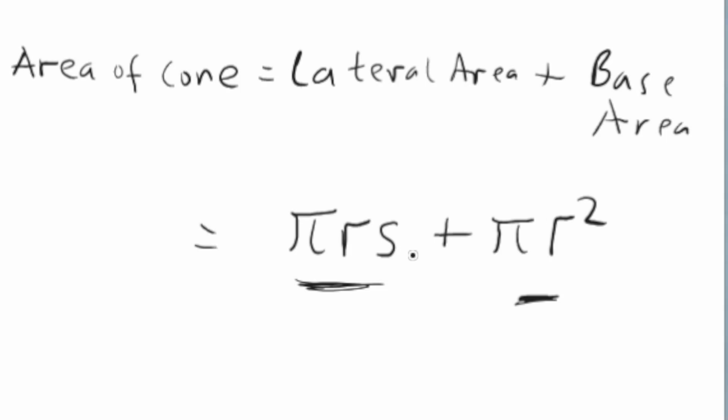So you need the slant height and then the radius. Let's work out one example. A right cone has a circular base with diameter 27 centimeters and a slant height of 40 centimeters. Calculate the surface area of the cone to the nearest whole number.